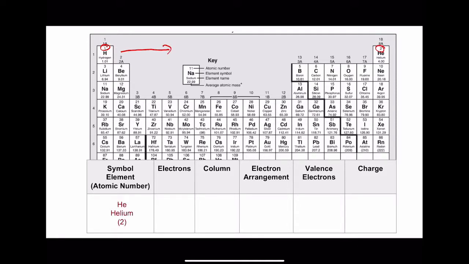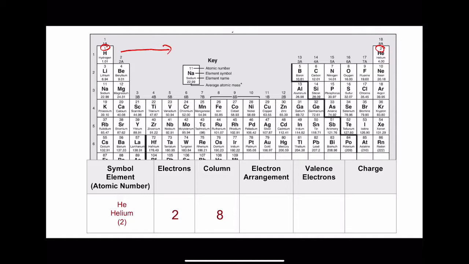Again, notice the two-letter element symbols have a first letter that's capitalized and a second letter that's lowercase. So here we have an atomic number 2, which again means 2 electrons, same number of protons as electrons. Now the column here is column 8. So notice we go all the way over to the other end of the table.